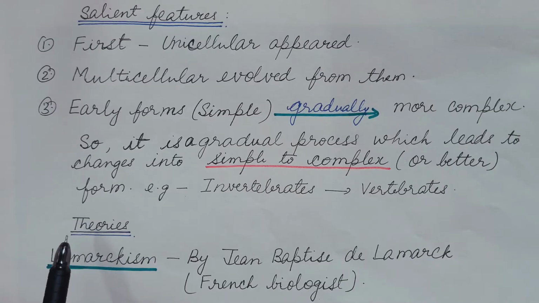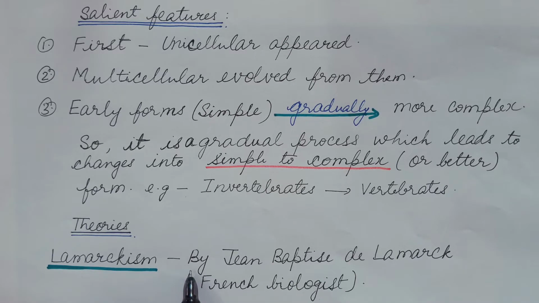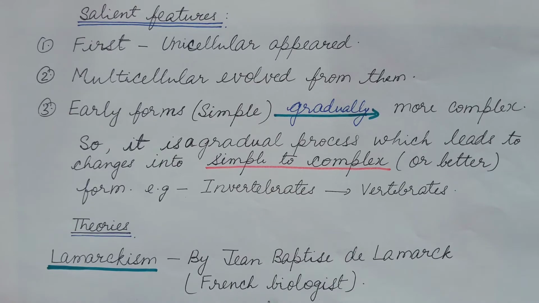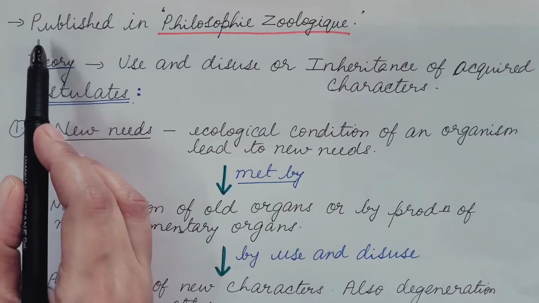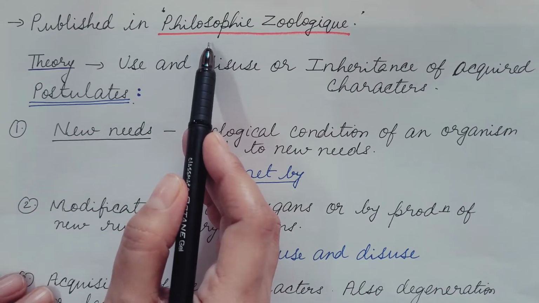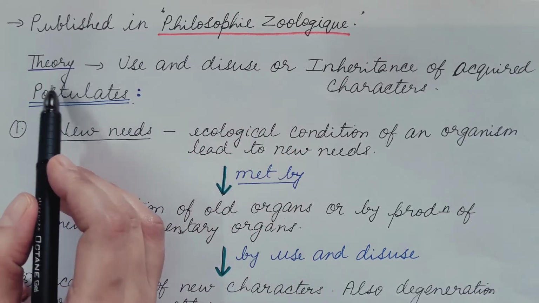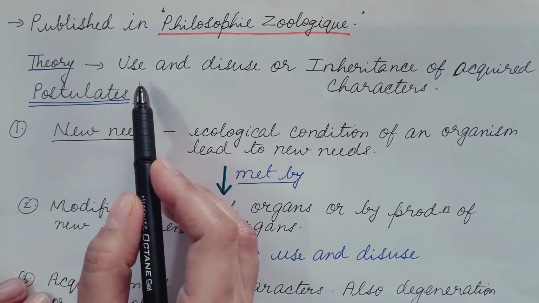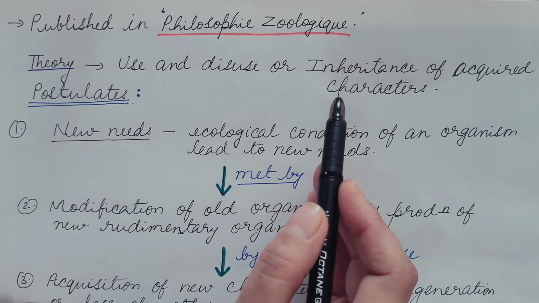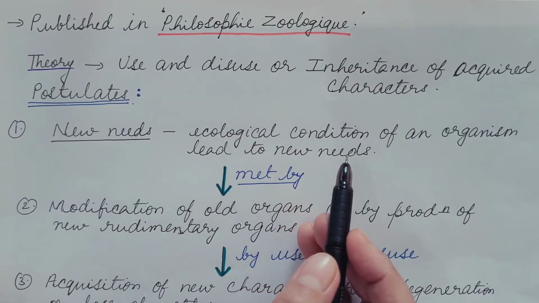Now let us see some of the theories of evolution. First is Lamarckism or Lamarck's theory. It was proposed by Jean-Baptiste de Lamarck. He was a French biologist. His theory was published in Philosophie Zoologique. What is his theory? It is known as the use and disuse theory or inheritance of acquired characters.